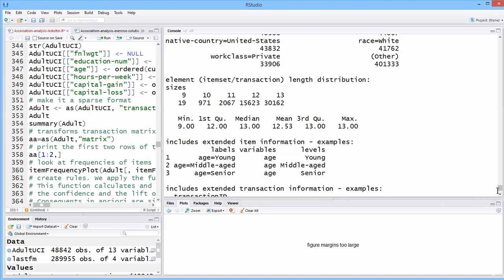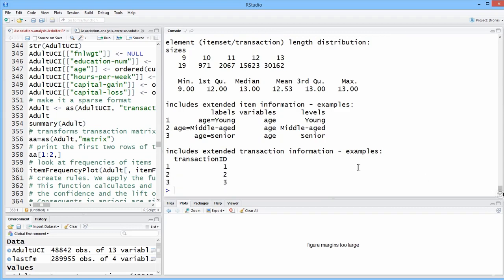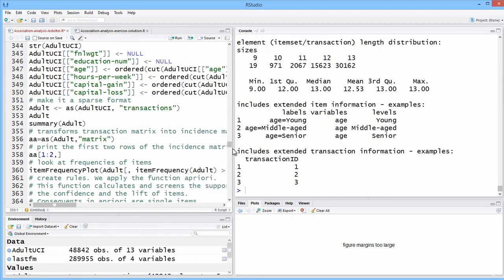And then these are examples of extended information. It's not all of them, and I don't know what this last thing means. Okay, so it gives you summary information for your data set, but note it's qualitatively different from what you're used to seeing when you run the summary command.